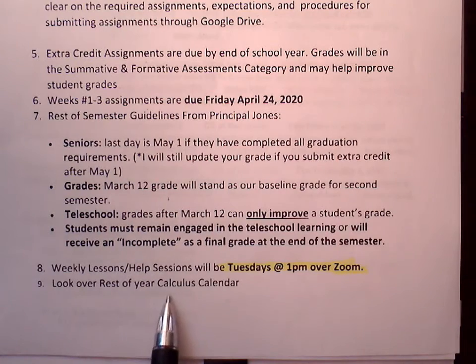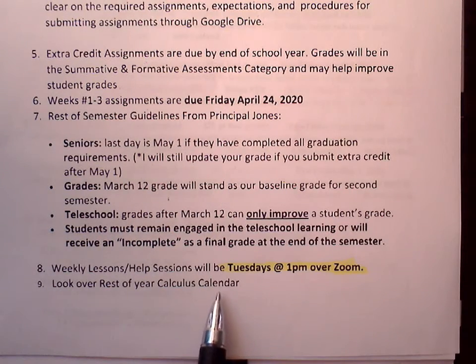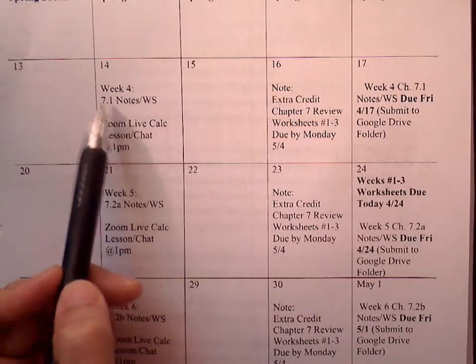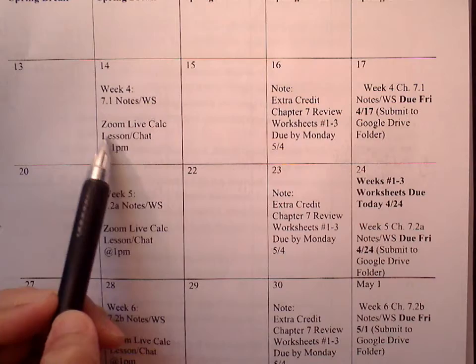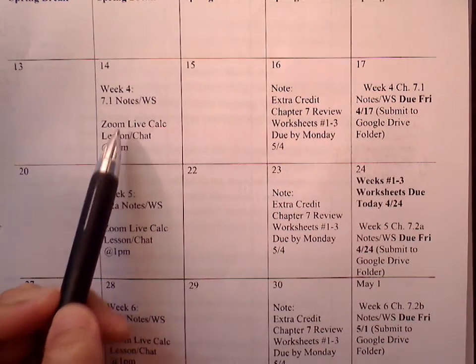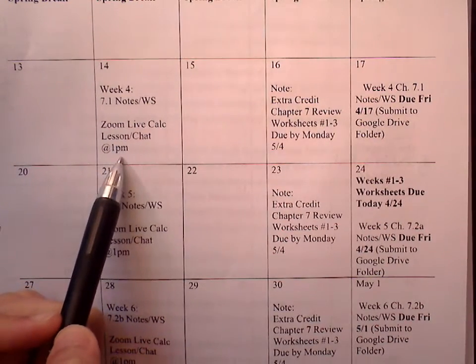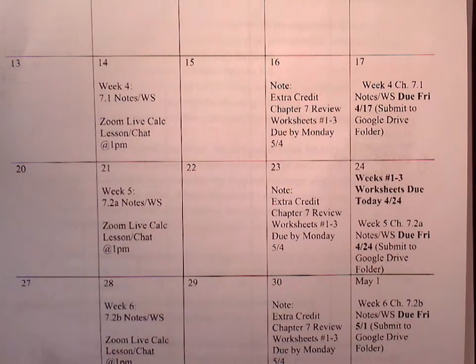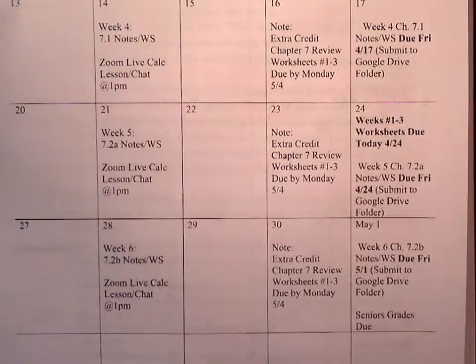And if you can look over the rest of the school year calculus calendar, I'll go through that with you as well. All right, so here is the rest of the school year calendar. This is the calendar for April. We're going to first start off, if you want me to go over the lesson live with you, I'll do that on Tuesdays. So Tuesday, week 4, week 5, and week 6.